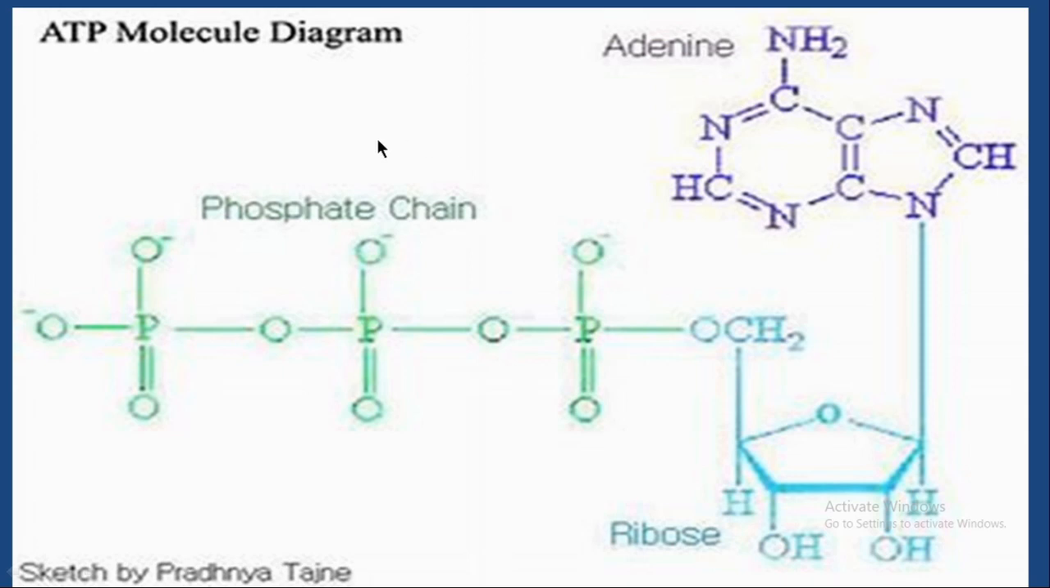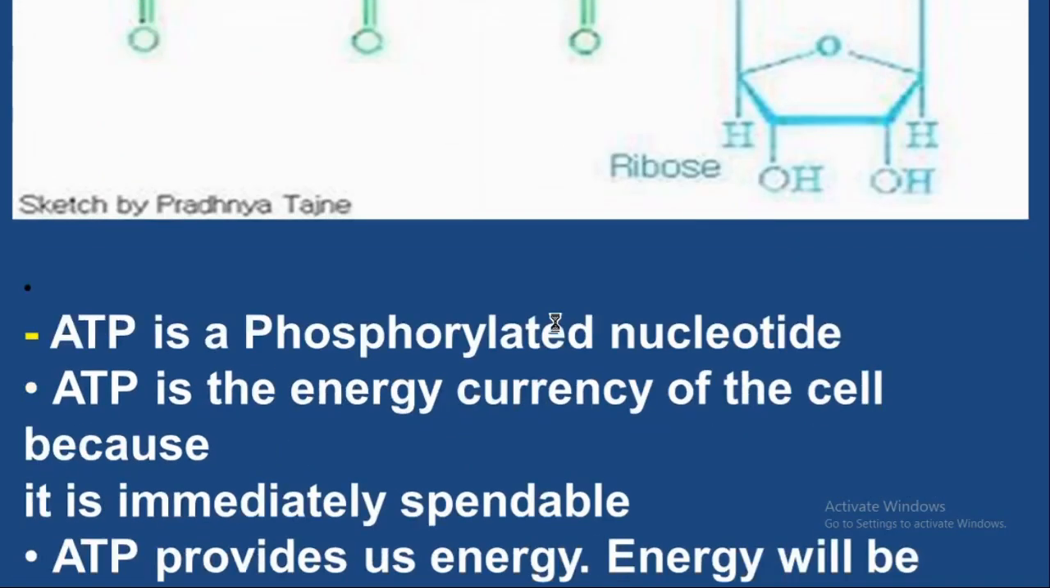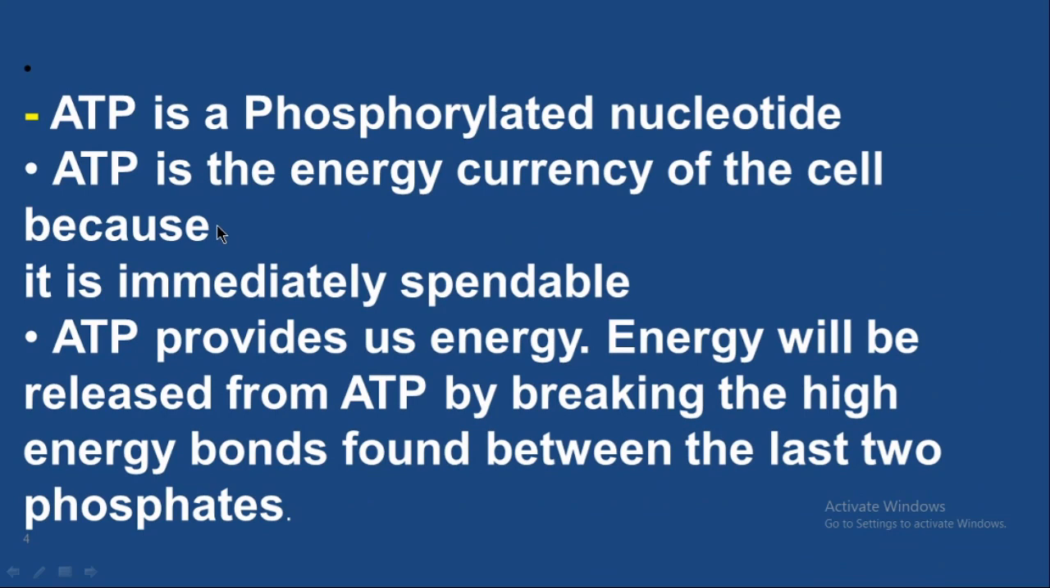When we look at the structure of ATP, ATP looks like this. This is the adenine molecule, the adenine nitrogen base, which has a double ring and is also called a purine base. This is a ribose sugar, and these are 3 phosphate groups: 1, 2, 3. So when we define the term ATP, ATP is a phosphorylated nucleotide, a nucleotide which has an additional 2 phosphate groups.